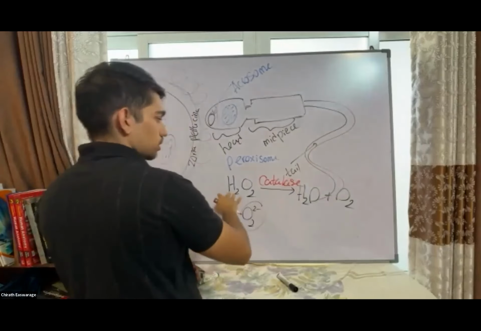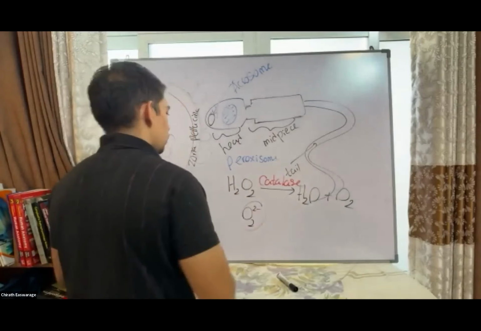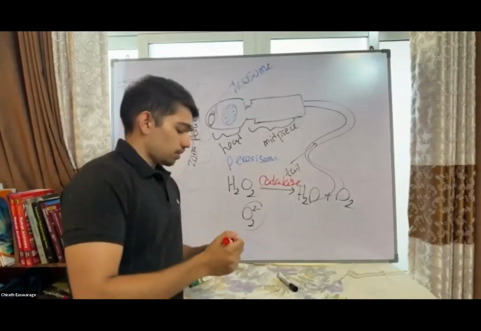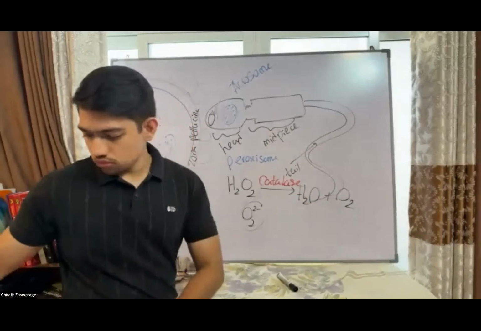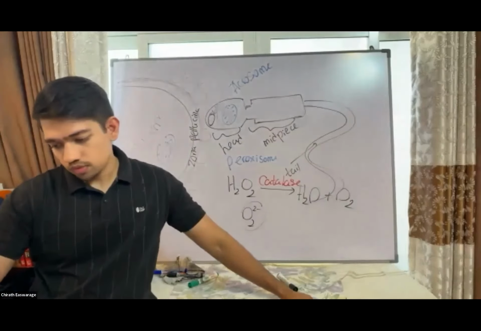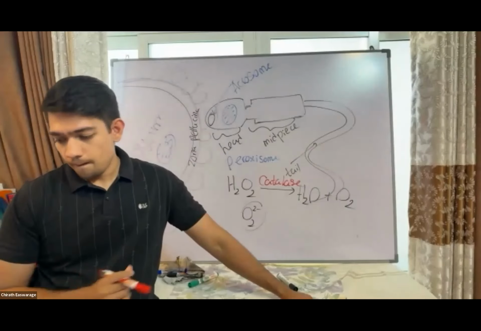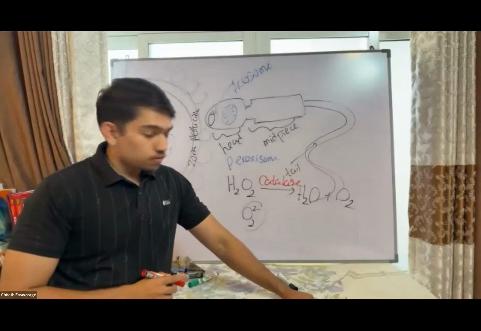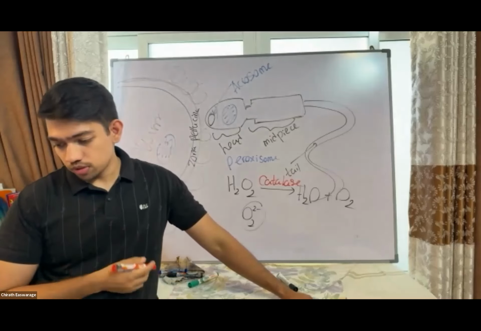That is going to break down hydrogen peroxide into water and oxygen. Right? That is the main basic function of peroxisomes. Okay. So in terms of function, that is the first most important function.